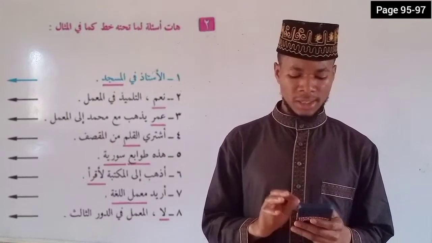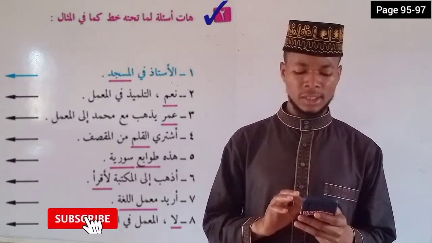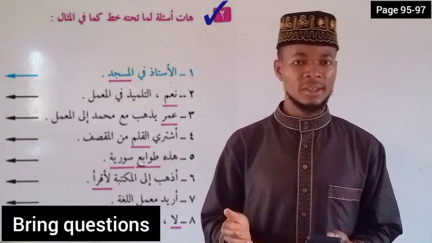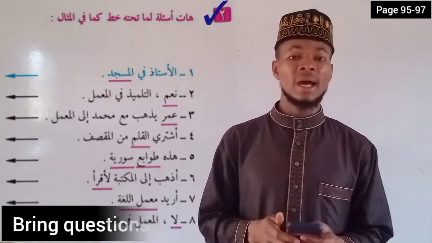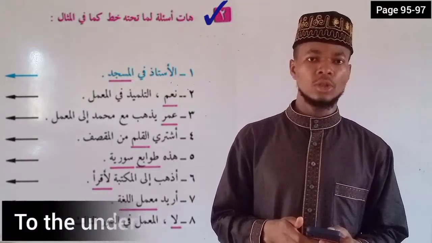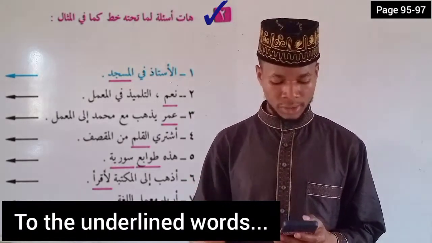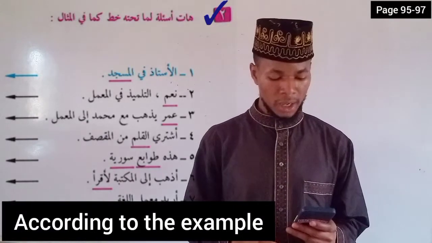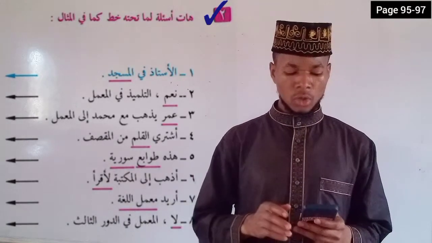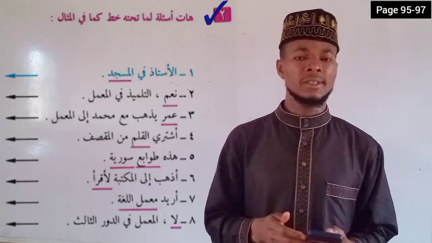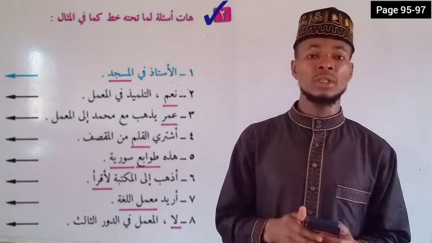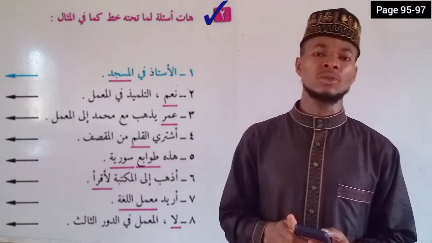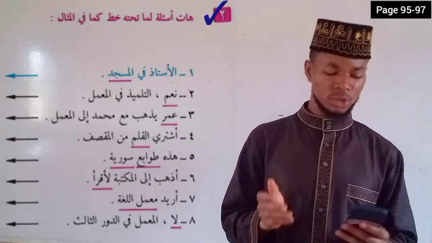Now let's move on to the next exercise, and here we have an instruction that says هاتي أسئلة. Bring questions لما تحته خط, to the underlined words كما في المثال, according to the example. So in other words, we can say in this exercise we are provided with answers to some given questions which we are expected to provide questions to.